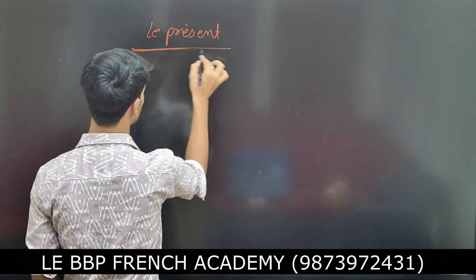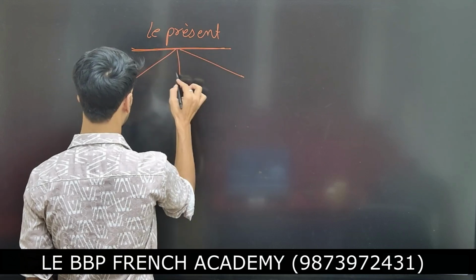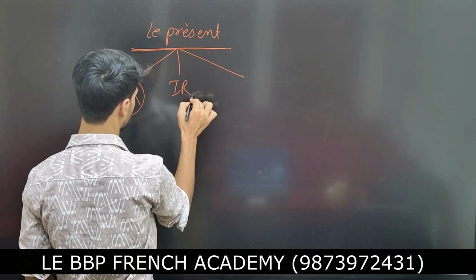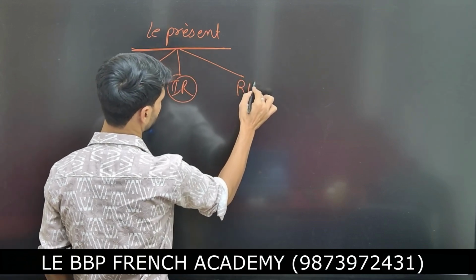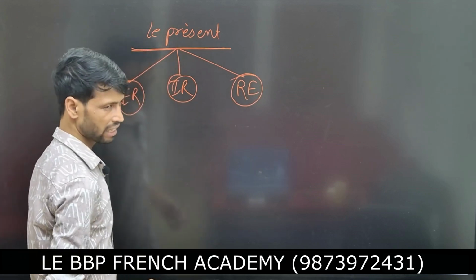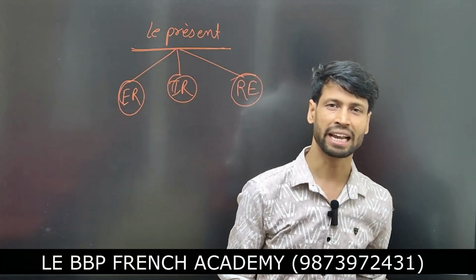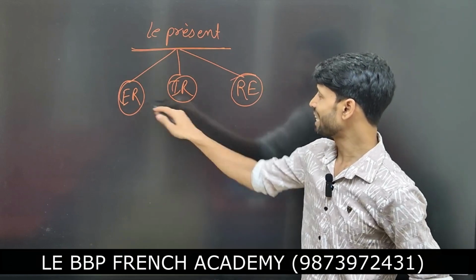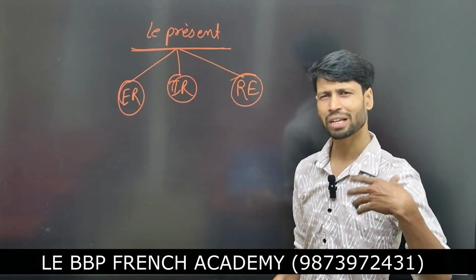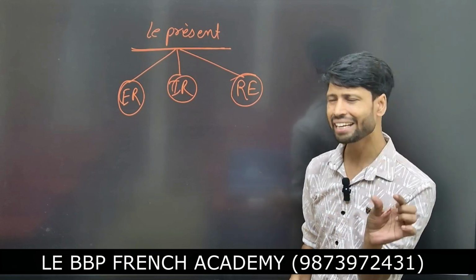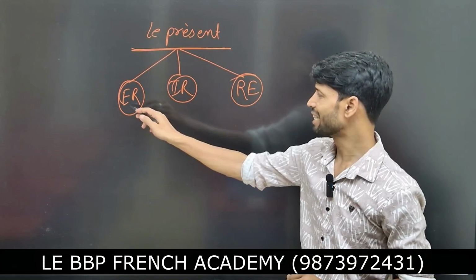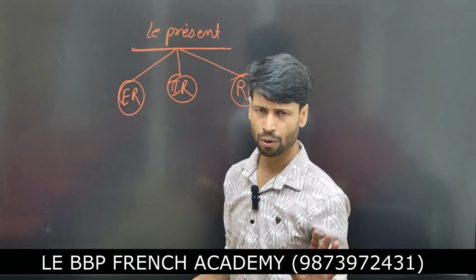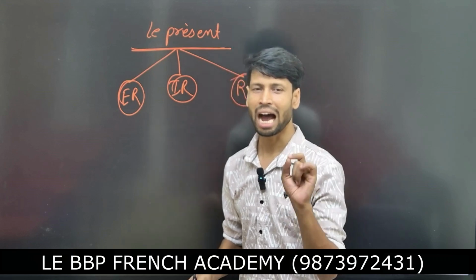In French, there are three types of verb: er, ir, and re ending. Any verb you search in French, you can see the ending, and it's all about er, ir, and re, nothing else. But before that, how to make it?